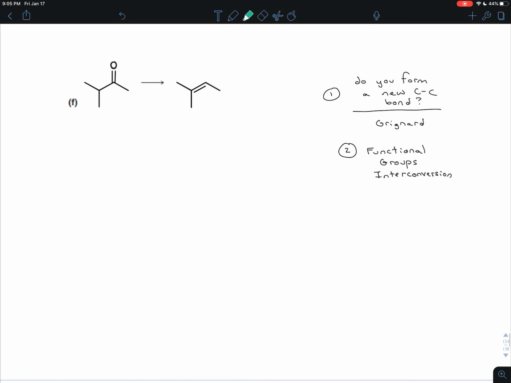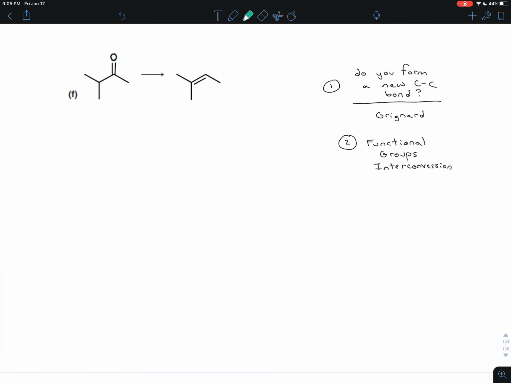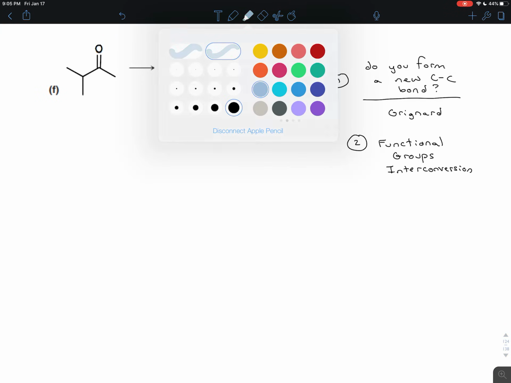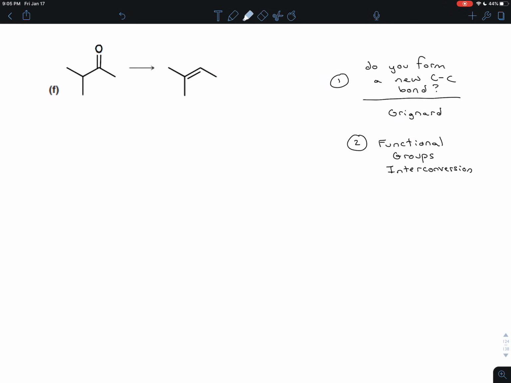All right, last one for this exercise, F. So the first thing we want to ask, as usual, is do we need to form a new carbon-to-carbon bond? Well, let's look at the number of carbons. We have this 4-carbon chain with a methyl group, 4-carbon chain with a methyl group. If you have the same number of carbons, then you did not add any carbons, you did not form any new carbon-to-carbon bonds, and so you don't need to use a Grignard reagent.